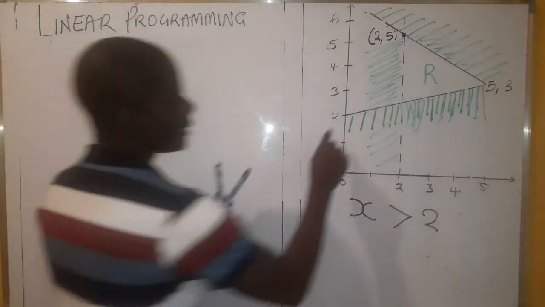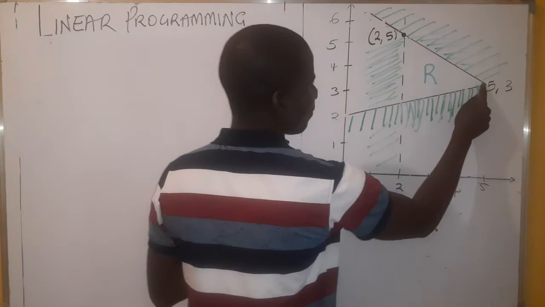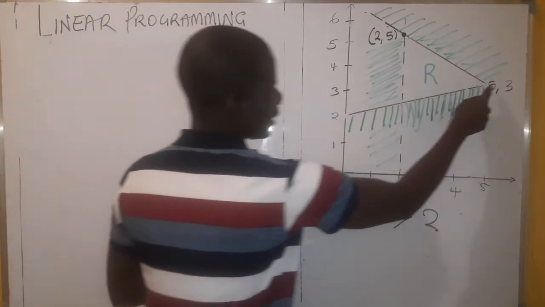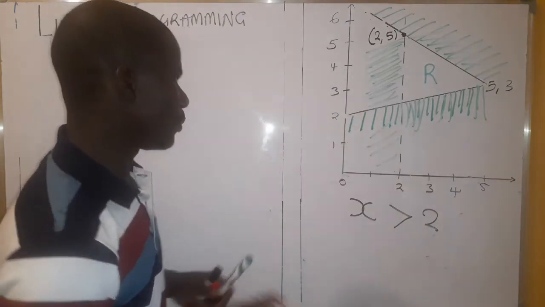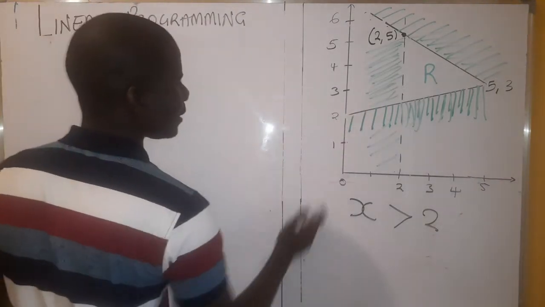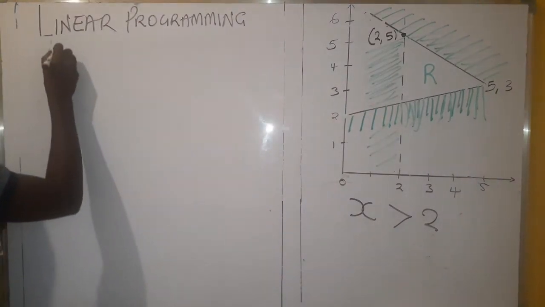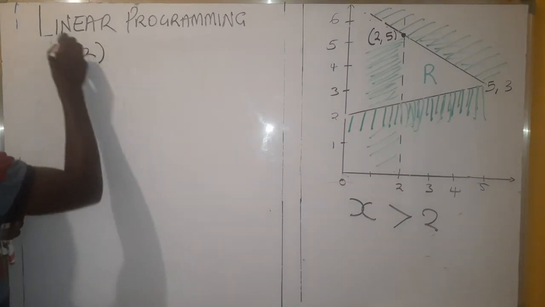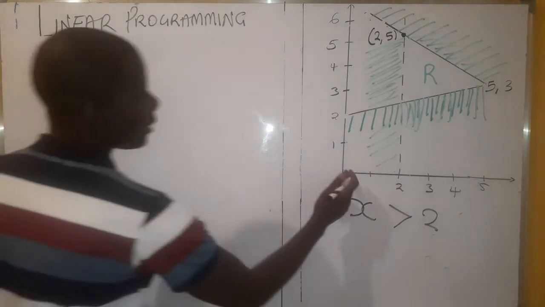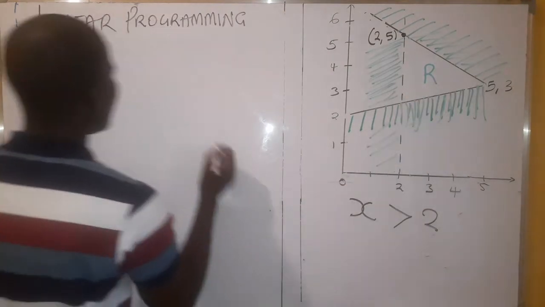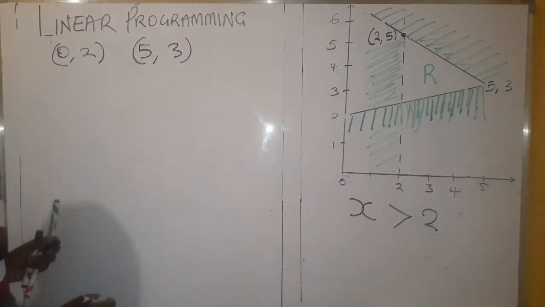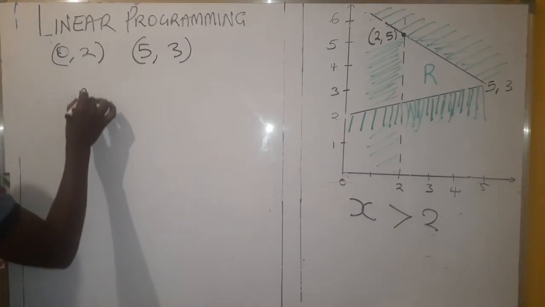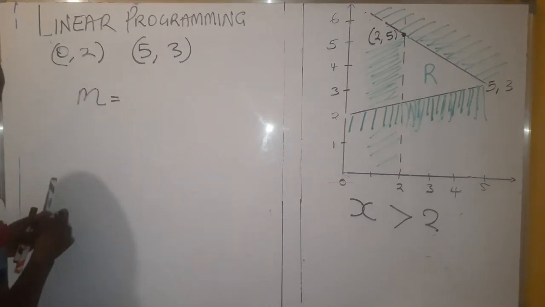The second one is this line, from this point to that point. These are the ones where I said you have to pick the coordinates, then get the gradient, then you proceed. So we get the coordinates, which is 0, 2 here, and the other one is given as 5, 3. Then we find the gradient. Gradient letter M is equal to what?